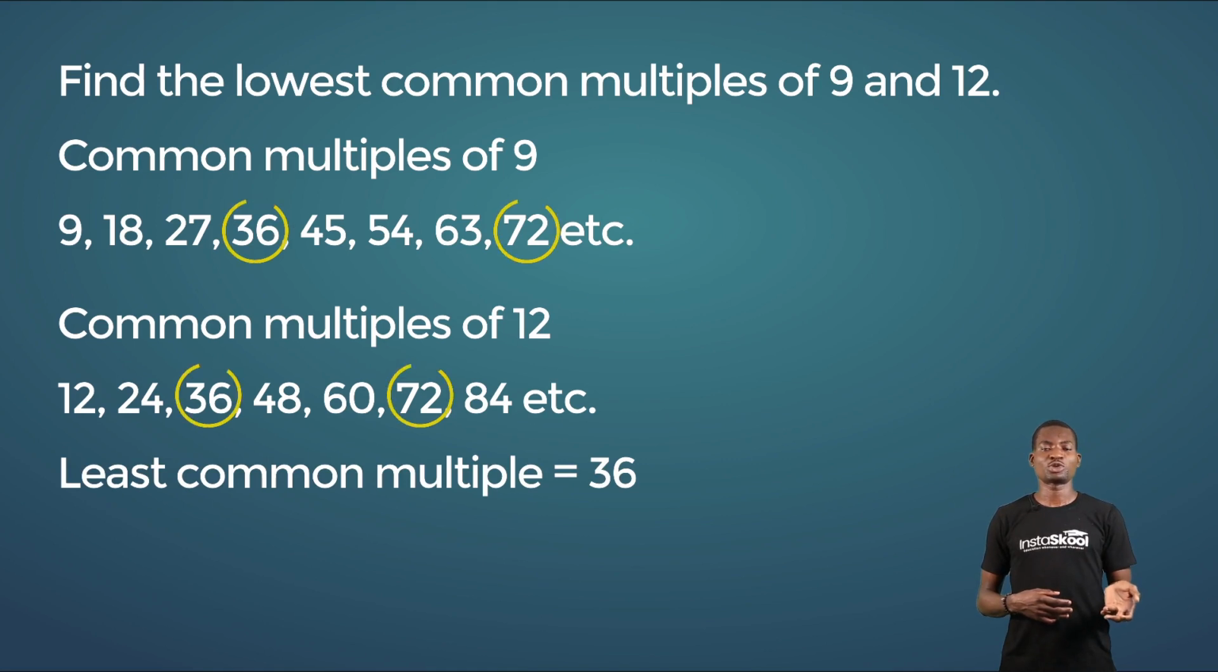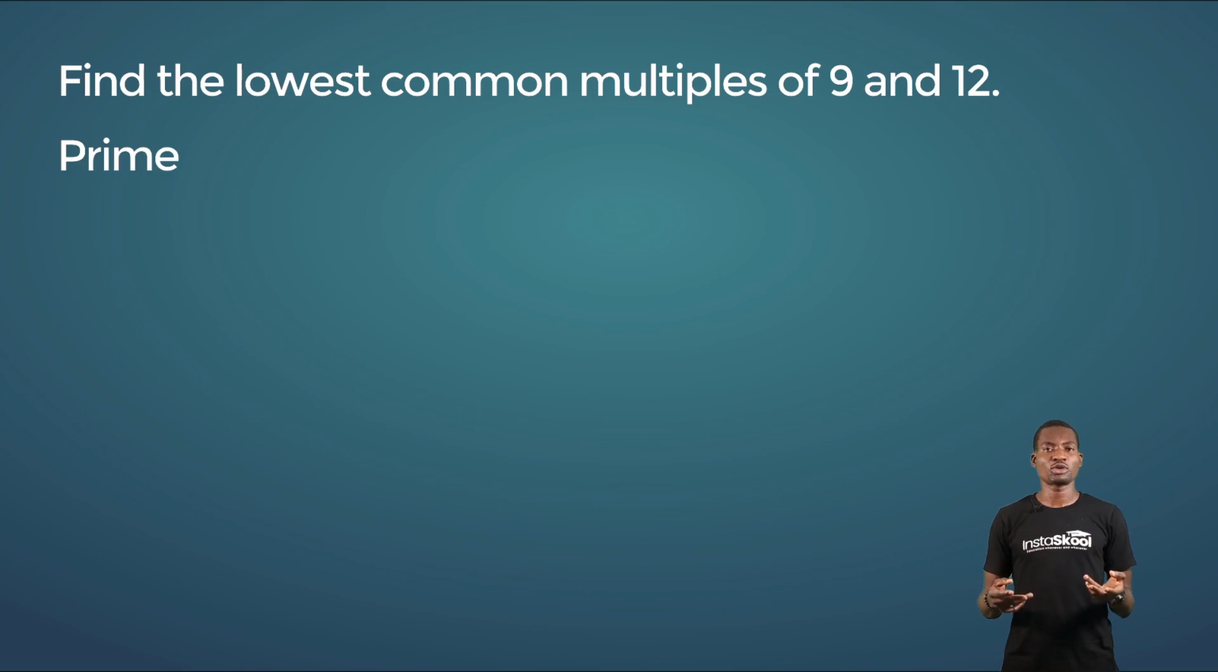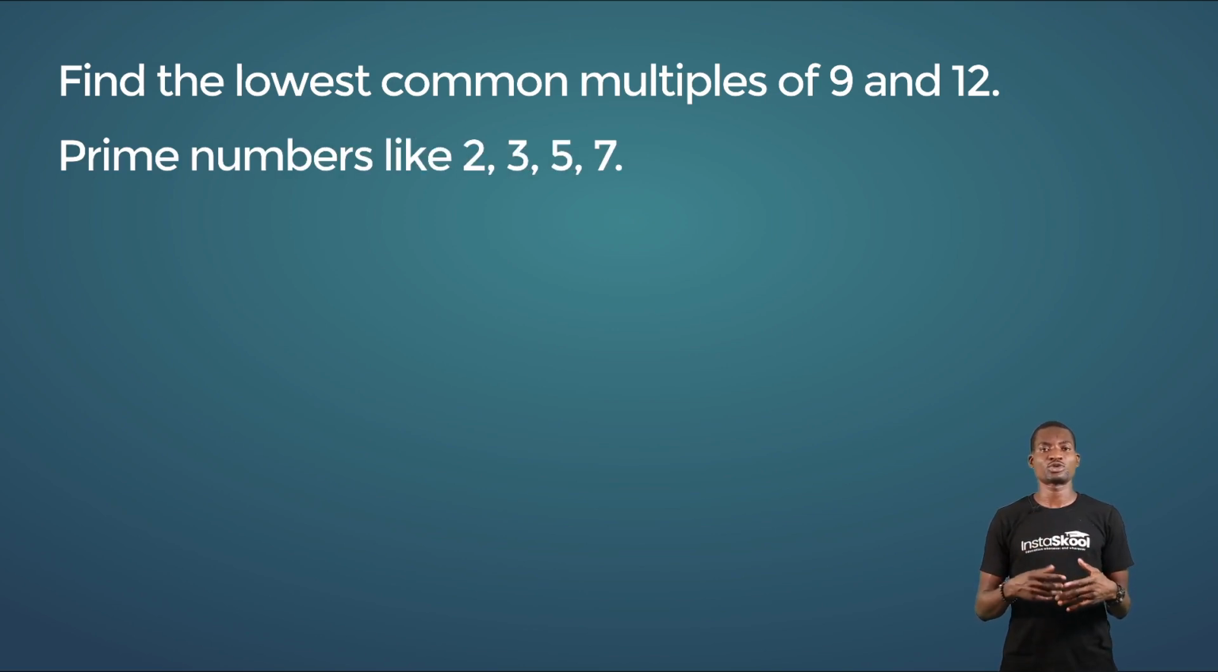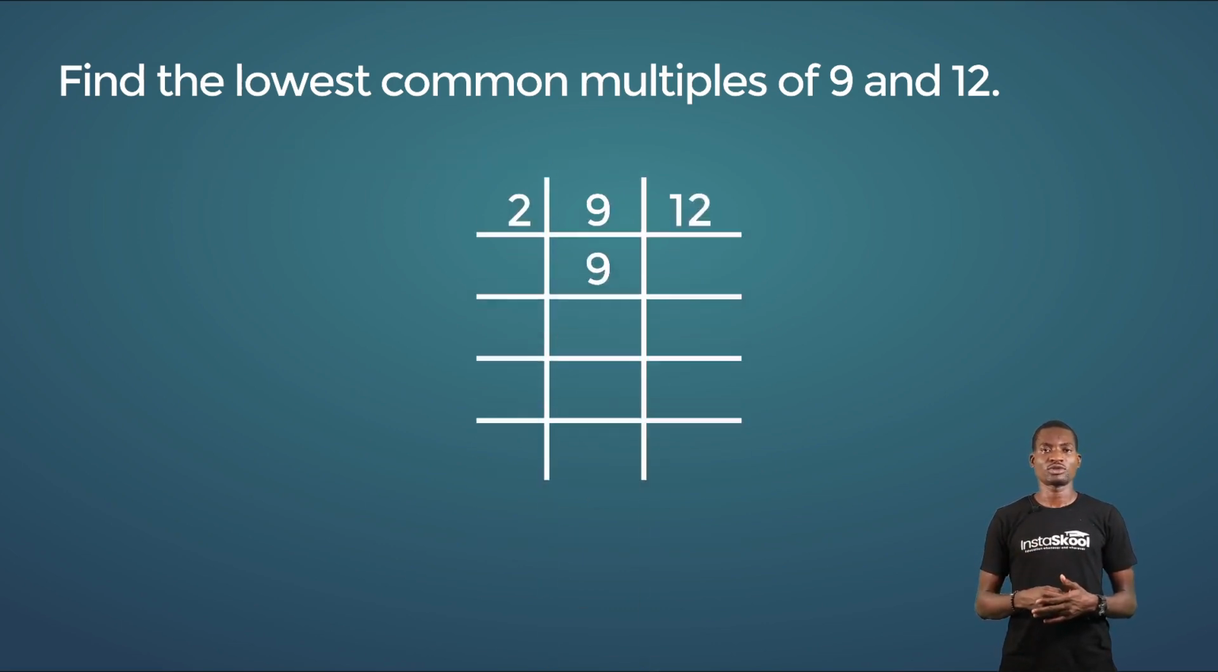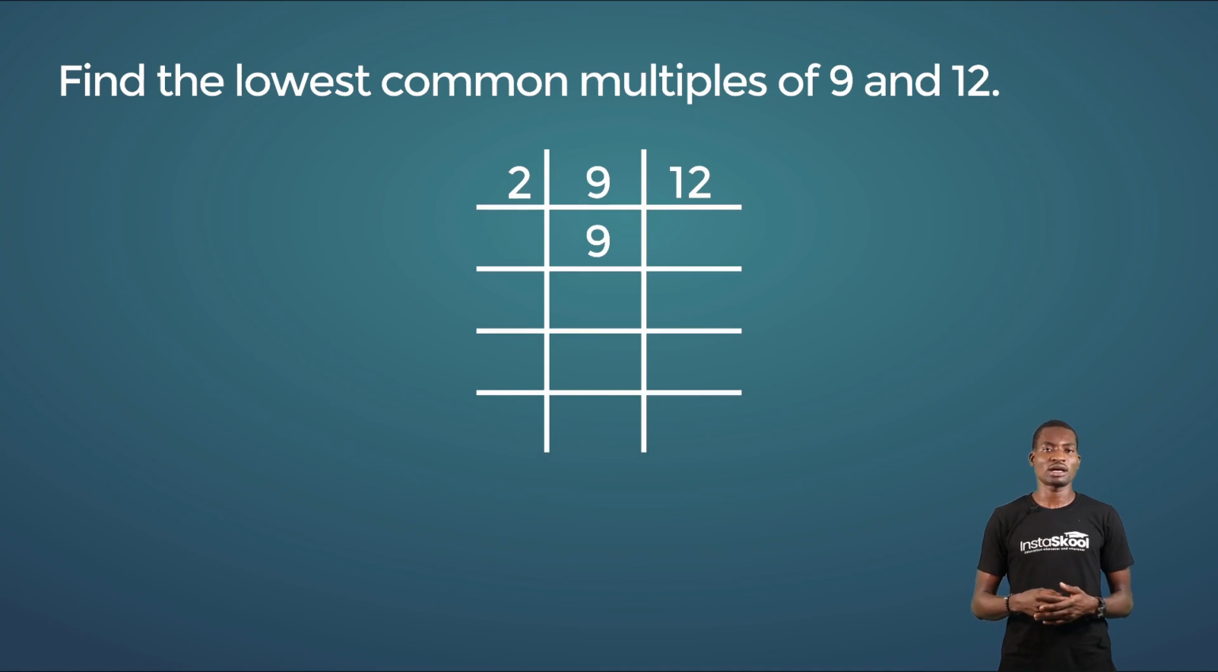The second method is to use the long division method. To do that, we use prime numbers such as 2, 3, 5, 7 to perform long division on the two numbers. However, take note that when performing this division, irrespective of which of the prime numbers can go into the numbers, we go ahead with the division. So we start by using 2 to divide 9 and 12. 2 in 9, impossible because there will be a remainder, so we write 9. 2 in 12 gives us 6. 2 in 9 again gives us 9, however 2 in 6 gives us 3.